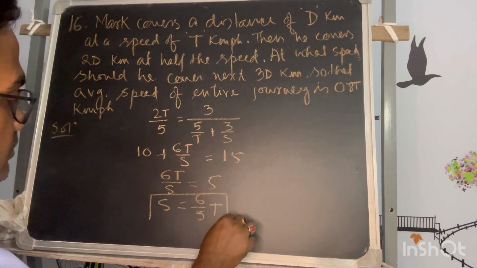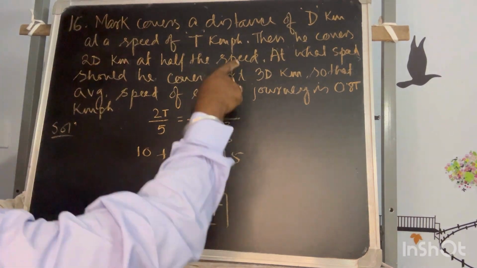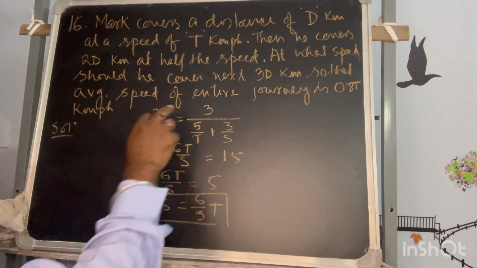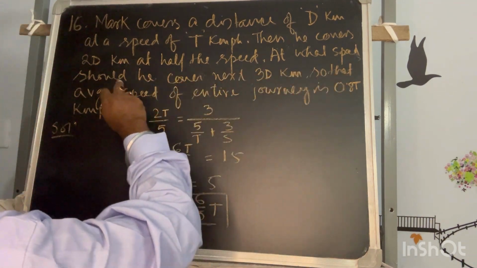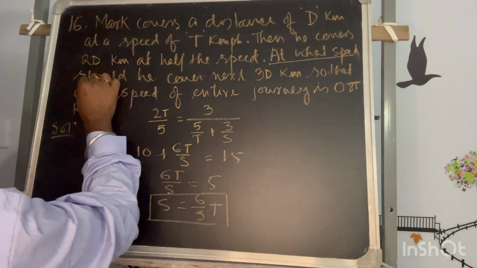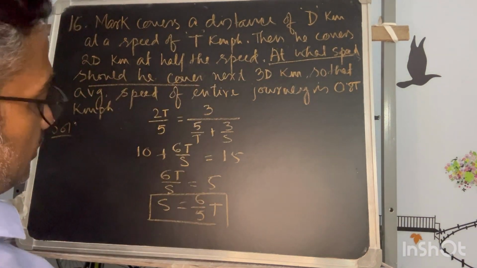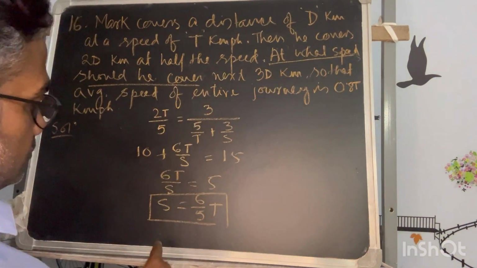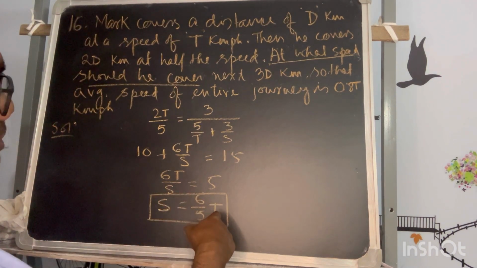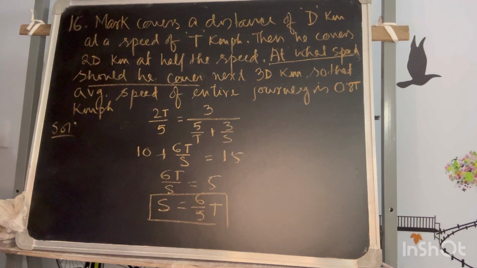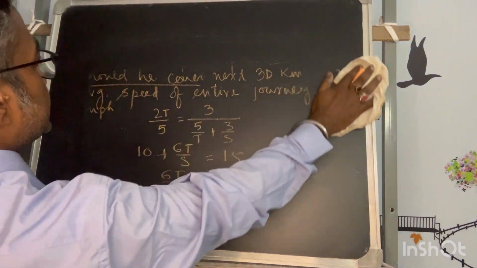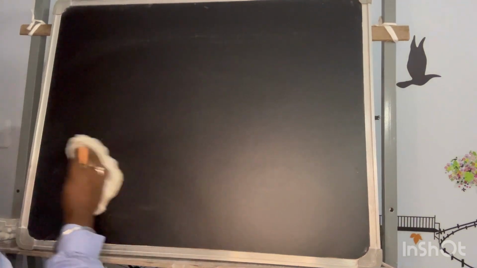So in terms of the known t, because t is already given in the question. What is the requirement? At what speed should he cover the next 3d? We assumed s is the speed, so 6 by 5 t would be the answer. Okay, moving to the next, number 17.